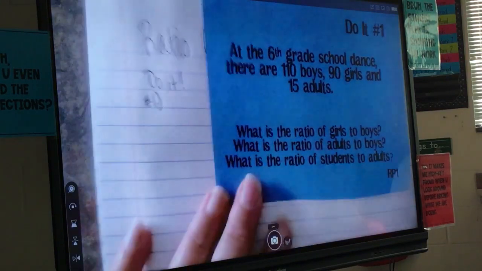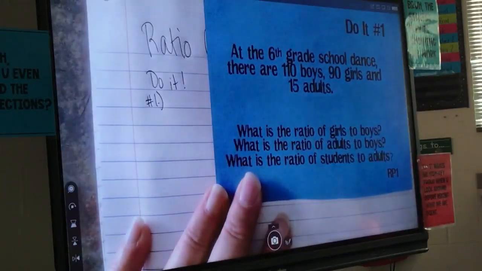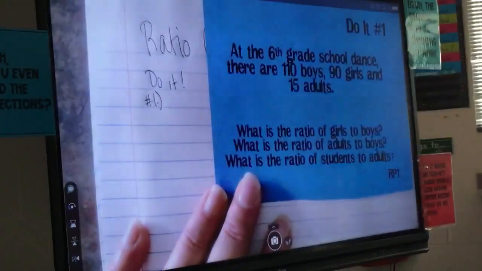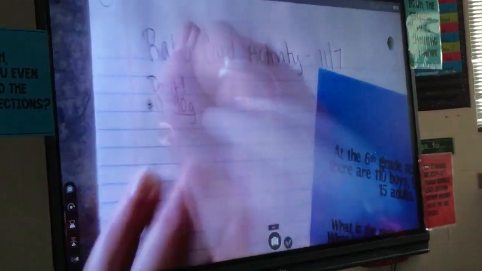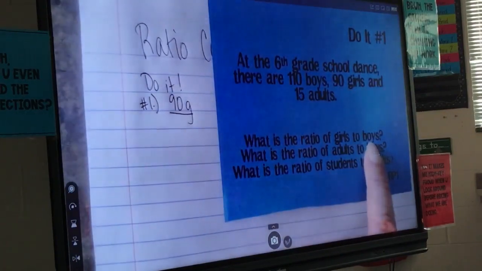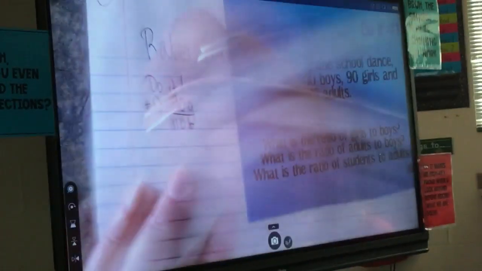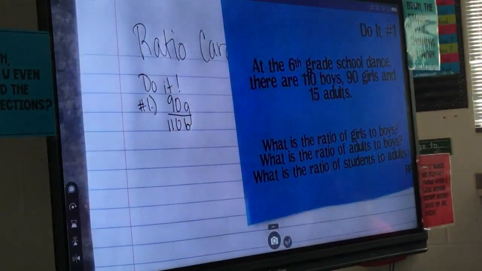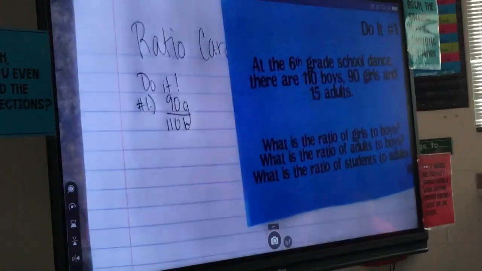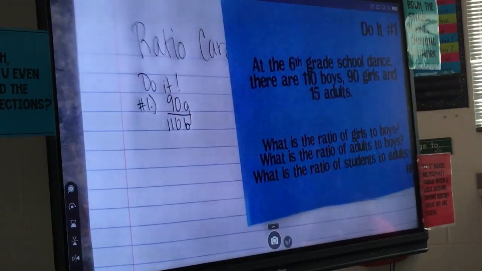So the first one is girls to boys. Well, what is the number of girls? What's the number of girls that we have? Isaac? Okay, so I'm going to write 90 girls. And what is the ratio of boys? So how many boys do we have? So 110 boys. And you guys need to start putting your units with your numbers. So the G obviously stands for girls, the B stands for the boys. So that's the first one.